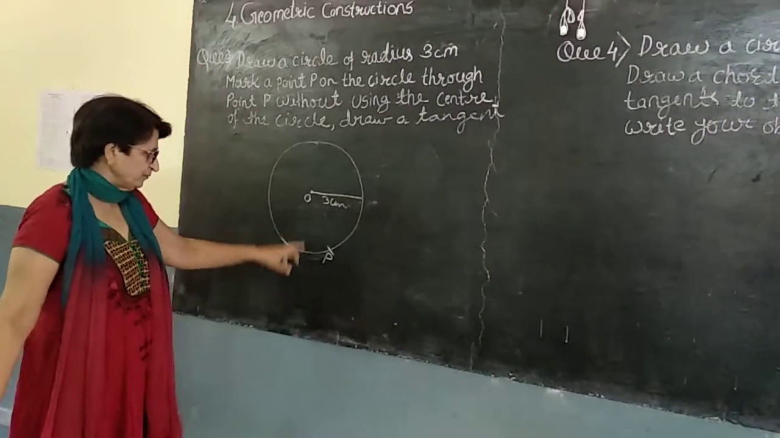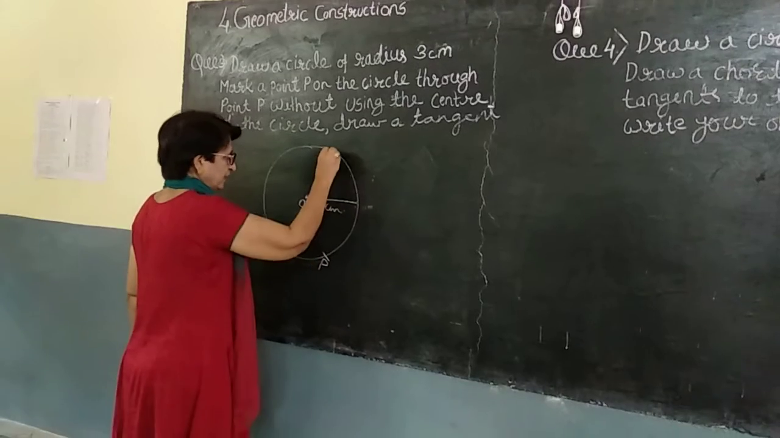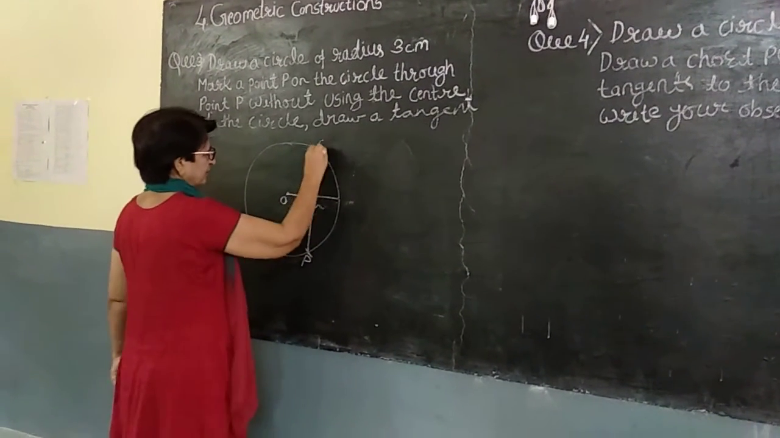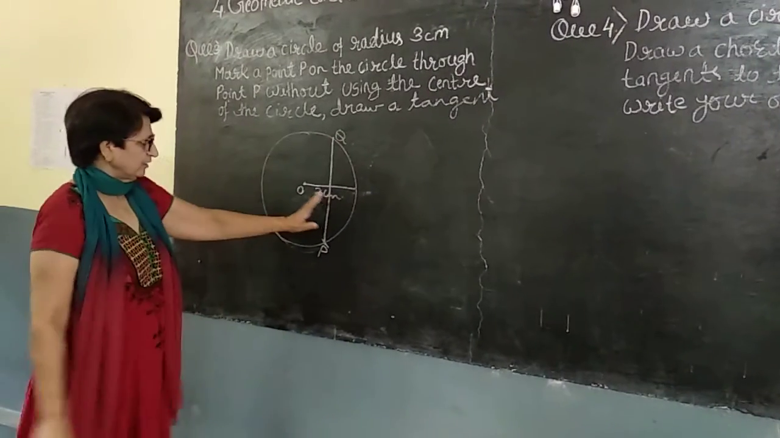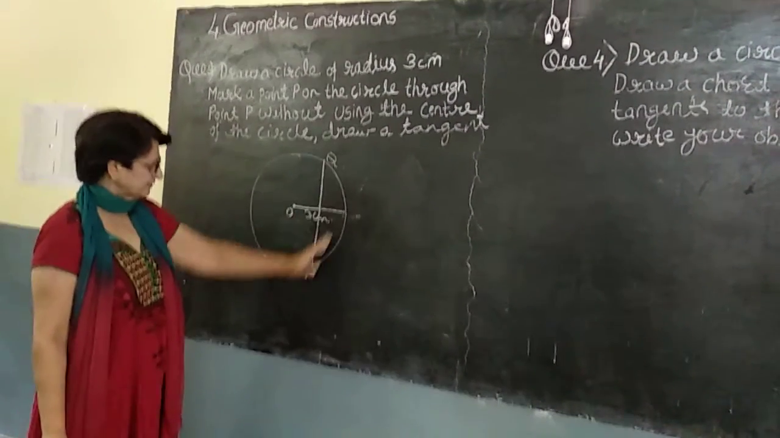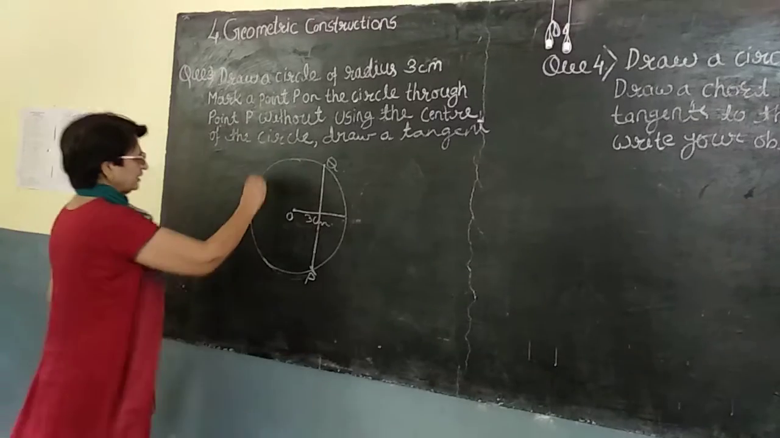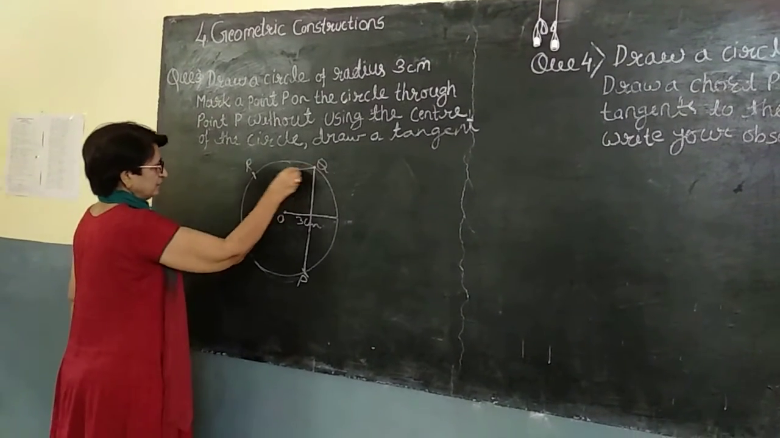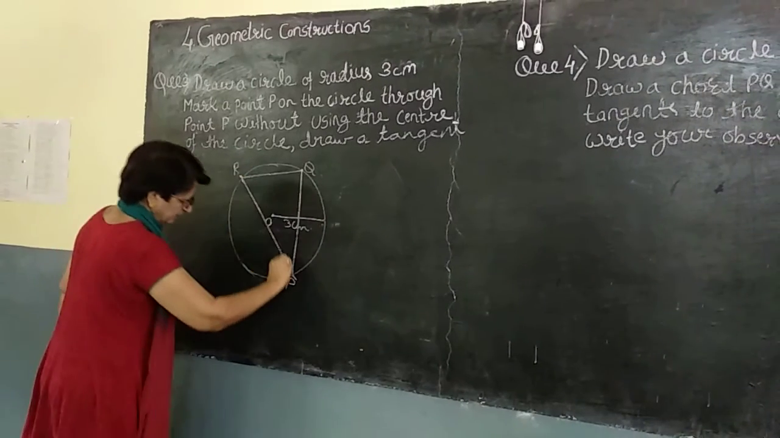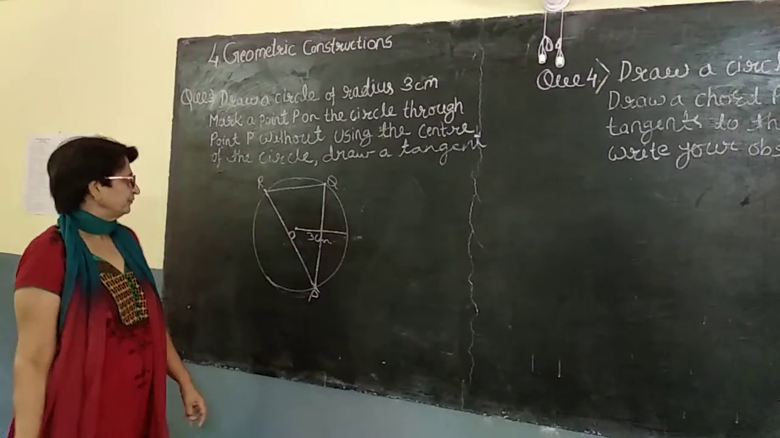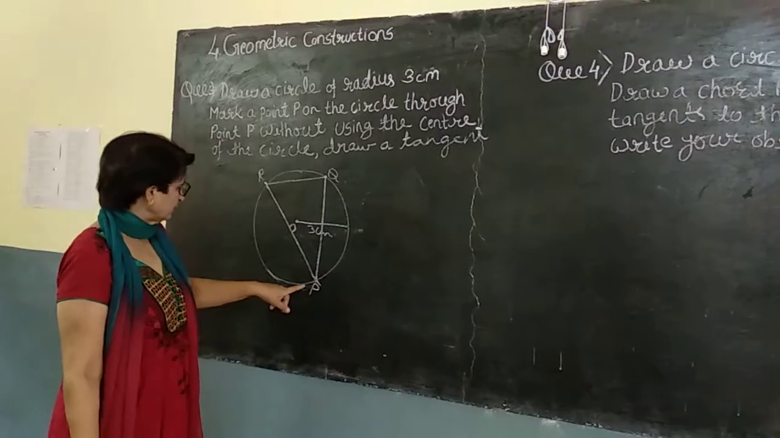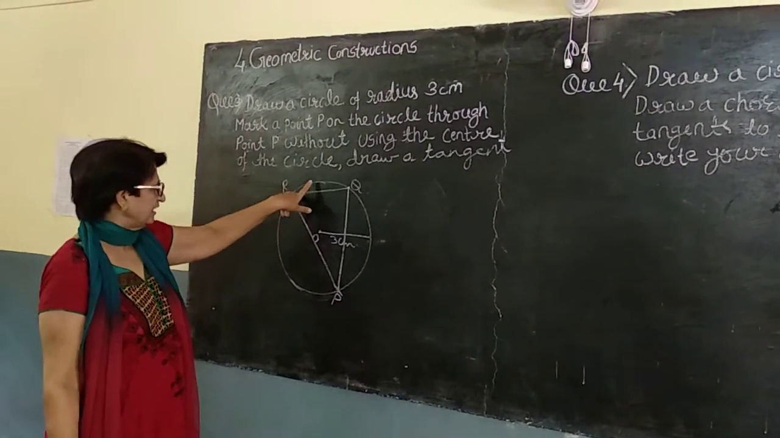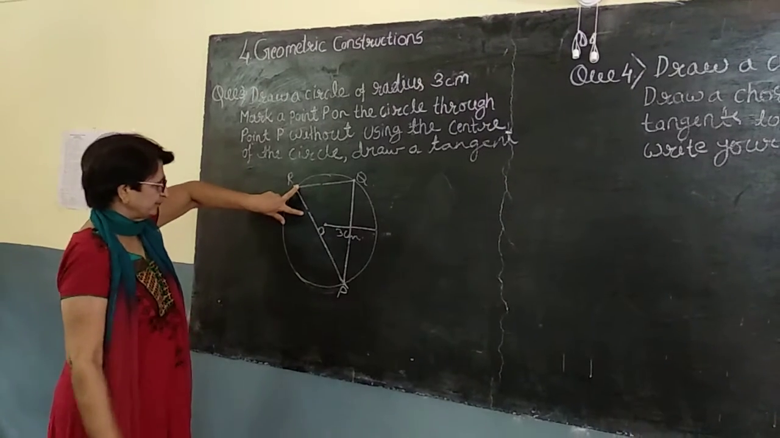So what did I teach you? From point P, draw a chord. Mark it as PQ. Then on the opposite side, take any point R. Then join QR and PR. Now, what you are going to do? With R as the center, take any convenient radius and draw an arc.